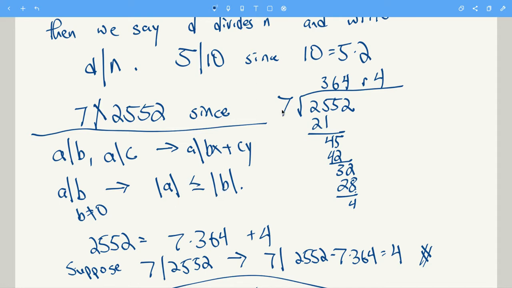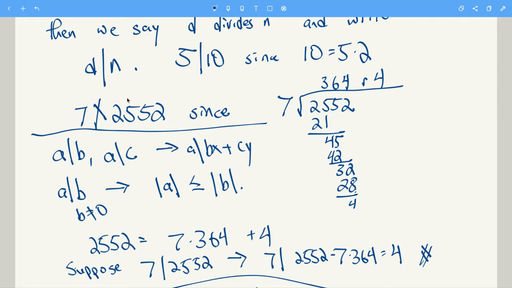And how does that tell us that 7 does not divide 2,552? Well, suppose that 7 does divide 2,552, okay, then 7 also divides 2,552 minus 7 times 364. In other words, 7 divides 4, but if 7 divides 4, then the absolute value of 7 is less than or equal to the absolute value of 4. That would mean that 7 is less than or equal to 4, which is not true, okay. Well, if that's not true, then also 7 doesn't divide 2,552.